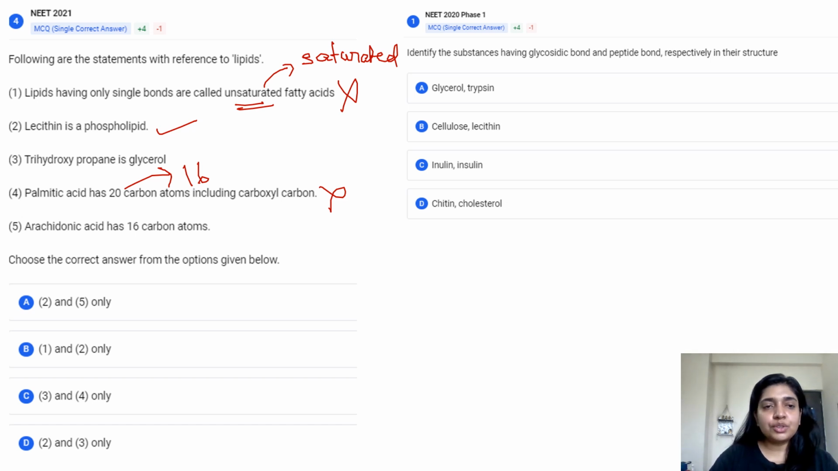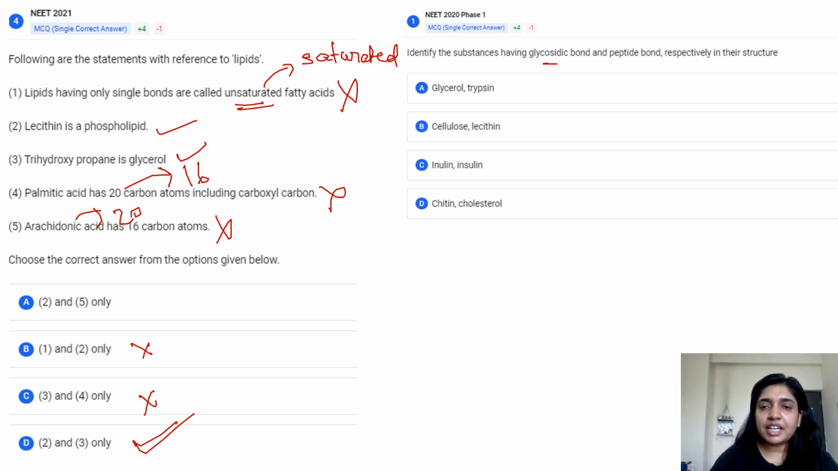Okay. So any option which has 1 and 4 is incorrect. So this is incorrect. This is incorrect. Then we have to choose between 3 and 5. Arachidonic acid is 16. This is also wrong. Arachidonic acid actually has 20 carbons. So the correct answer is 2 and 3 only, this one.